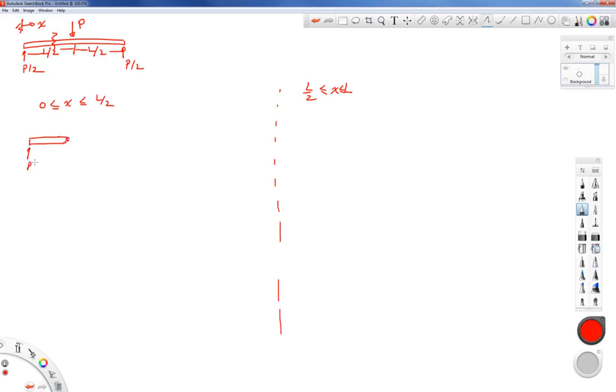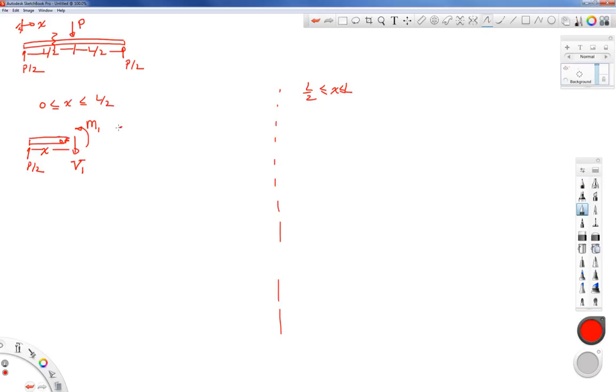On the left of my cut, I have my force reaction of P over 2. I have a distance of x to the cut. It's very important that you have a variable distance x. And on the cut, I have my shear force and my bending moment that I'm going to draw in their positive directions. And I want to make it clear that I'm looking at region 1, so I'm going to label this as V1 and M1.